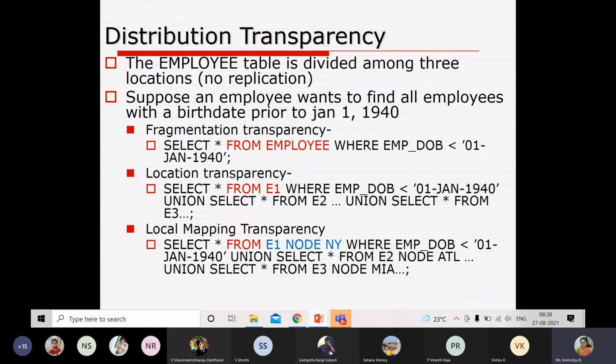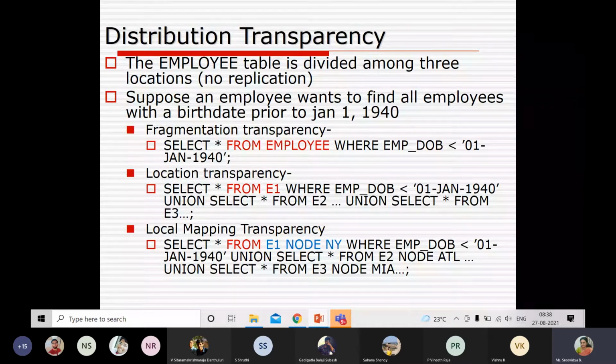So when you execute a query, say select star from employee where date of birth is before some date, you don't know whether distribution has happened, whether the employee table you are referring to is in a single place or multiple places. It can be horizontally distributed. Horizontal fragmentation is possible, right?